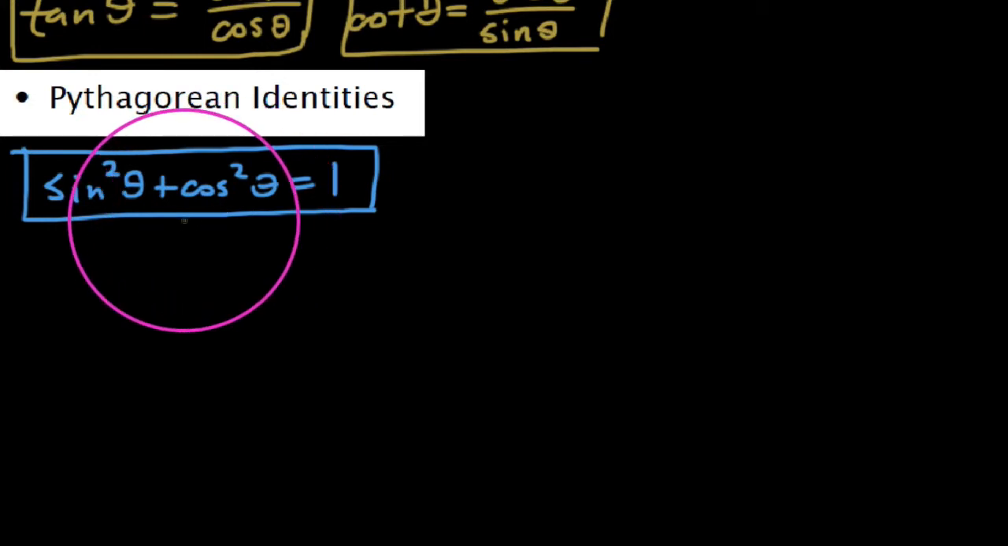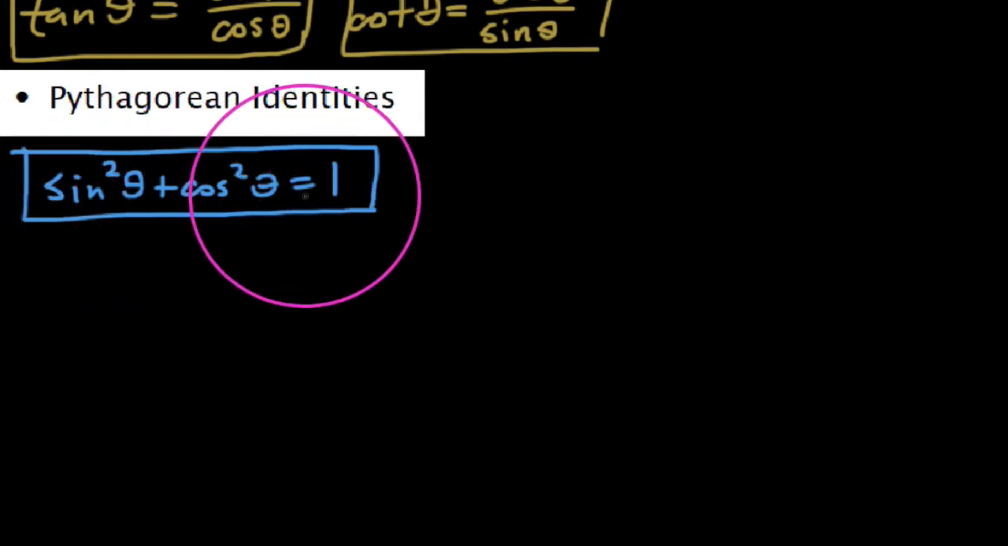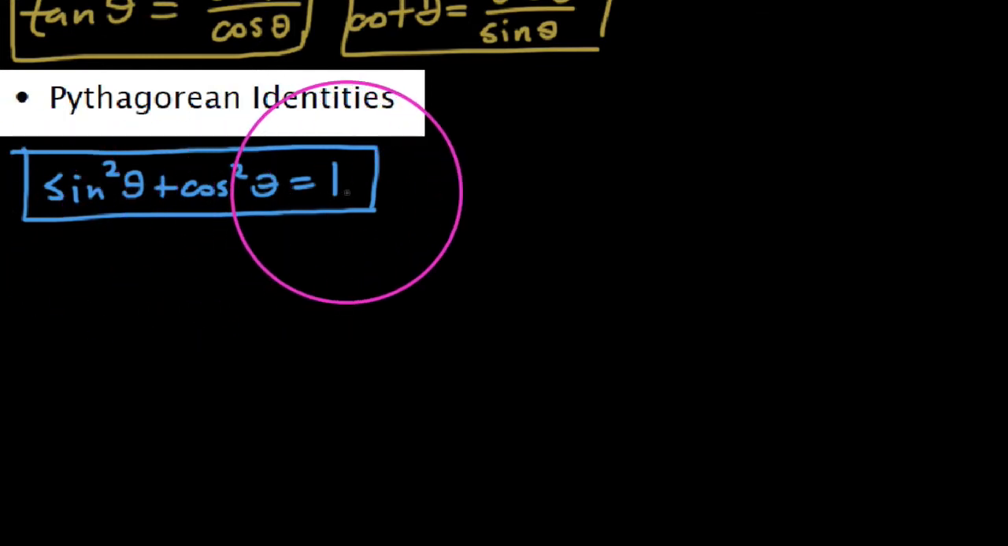So starting with this, if we have sine squared plus cosine squared equals 1, how can we get our secant, cosecant, tangent, cotangent Pythagorean identities? Here's what we're going to do.